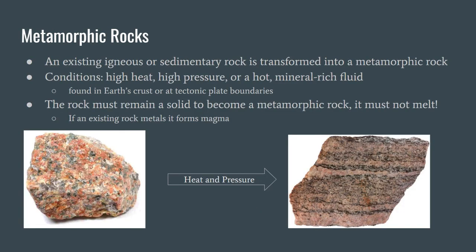And then we have metamorphic rock, which is when an existing igneous or sedimentary rock is transformed into a metamorphic rock. And the conditions required for this are extremely high heat, high pressure, or a hot mineral-rich fluid. And these types of conditions are found in Earth's crust or at tectonic plate boundaries.